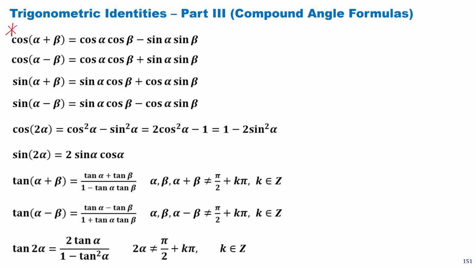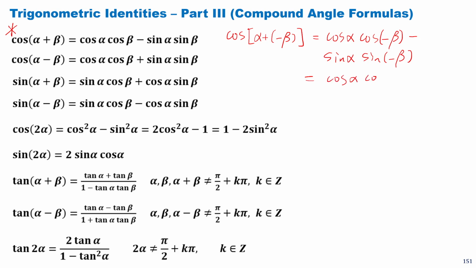For example, in the second formula, you can treat negative theta as plus negative theta, right? So we can write it like this: cosine alpha plus negative beta. Then we know cosine of the sum of two angles equals cosine the first angle, cosine the second angle, minus sine the first angle, sine the second angle. So that'll give you cosine alpha cosine beta plus sine alpha sine beta, right? You get it?